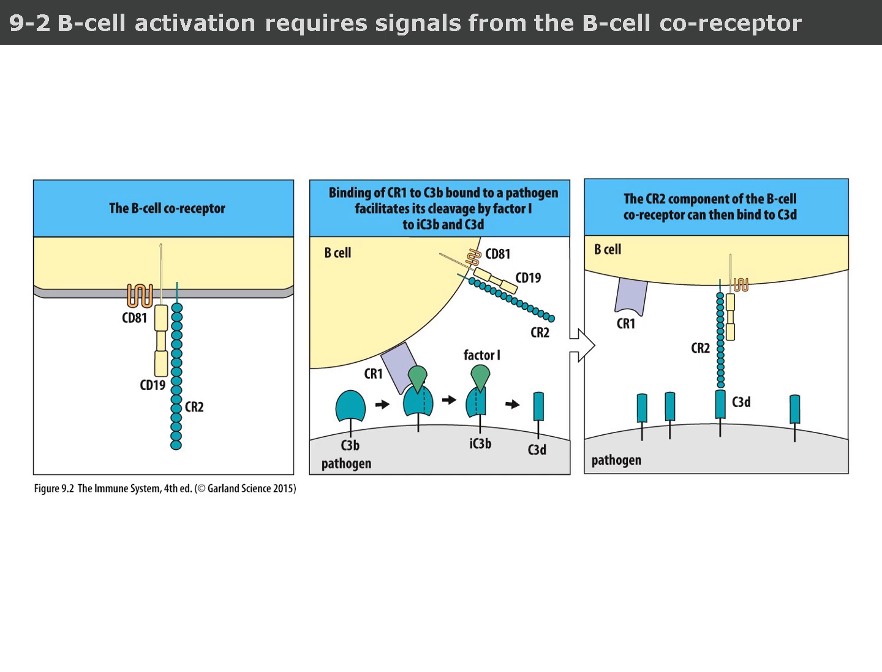This dual engagement, antigen binding to the B cell receptor and complement binding to the co-receptor, amplifies the signal and ensures full B cell activation. Together, these pathways allow the B cell to respond rapidly and specifically to invading pathogens.